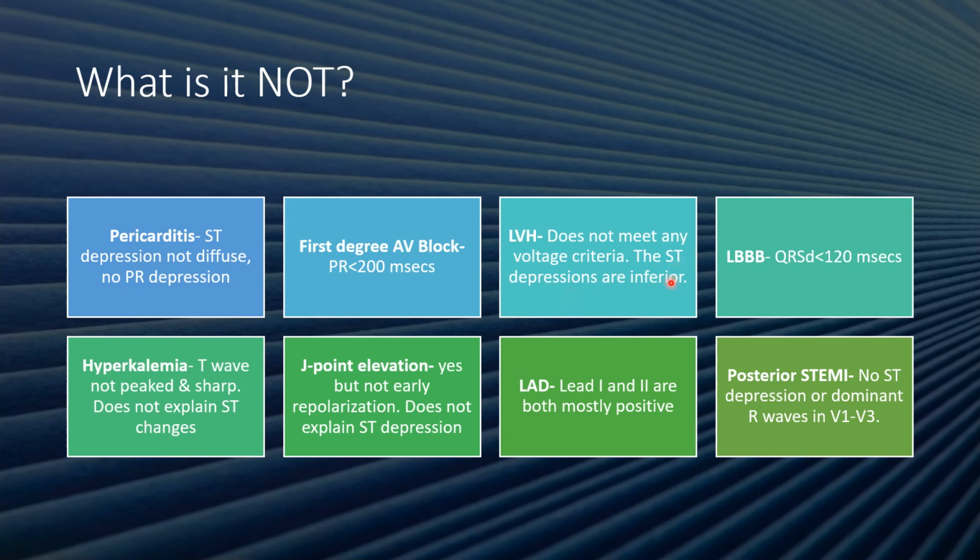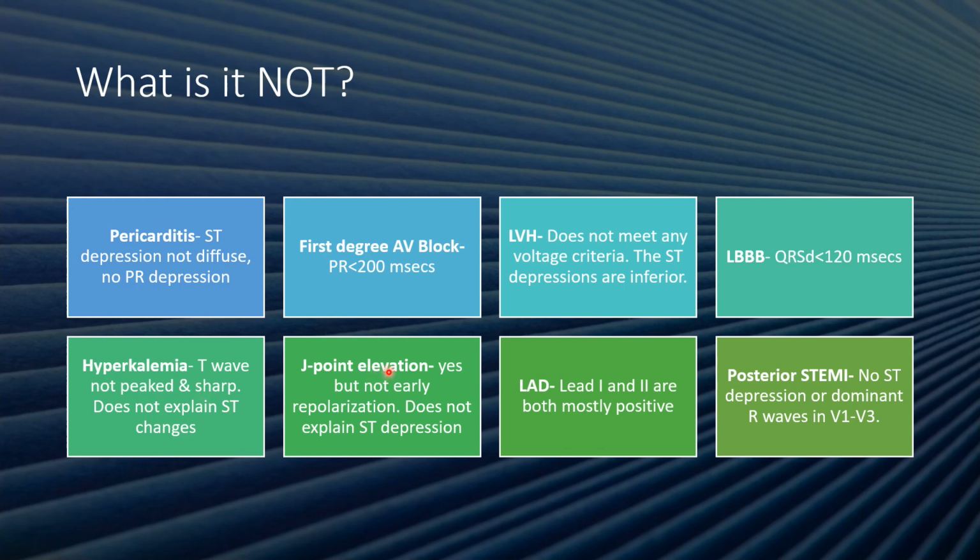And there are inferior ST segment depressions. Usually LVH causes more anterior ST segment depressions. It's not a left bundle branch block because the QRS duration is less than 120 milliseconds. It's not hyperkalemia because the T waves are not peaked and sharp. Also, hyperkalemia does not cause ST segment depression. It only causes T wave changes.